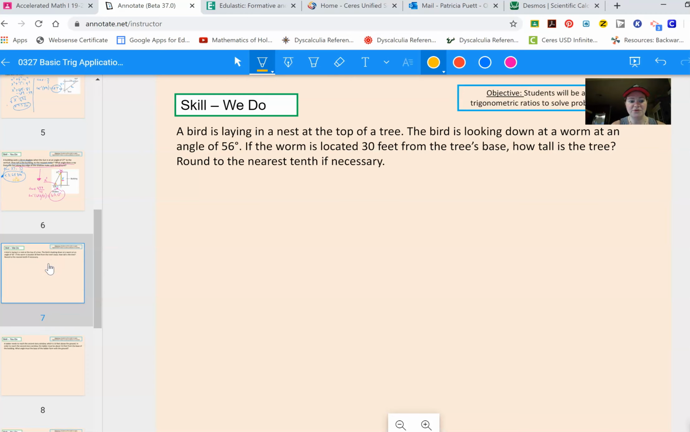Okay, so for this one, there is no triangle, nothing. So the first thing I want to do is draw a triangle to what I think would best represent the problem. And this is fun because you get to exercise your drawing skills.